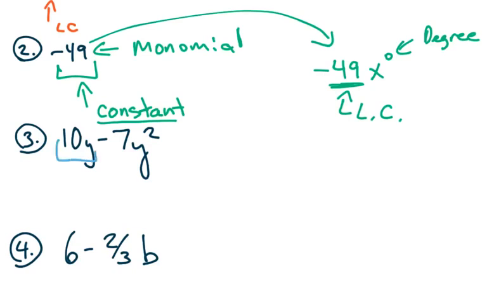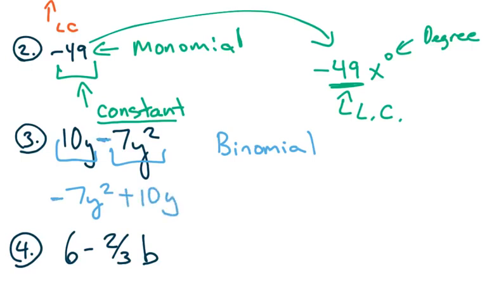All right, number 3, this is the first one that's a little different. We have 2 terms here, so this is a binomial. Bi means 2. We can rewrite this in descending order, and what's extremely important here is that we have a negative sign in front. The 7 is attached to a squared, whereas the 10 is only attached to a 1, so when we write that, we want to include the negative. The leading coefficient is going to be negative 7, and the degree is 2.